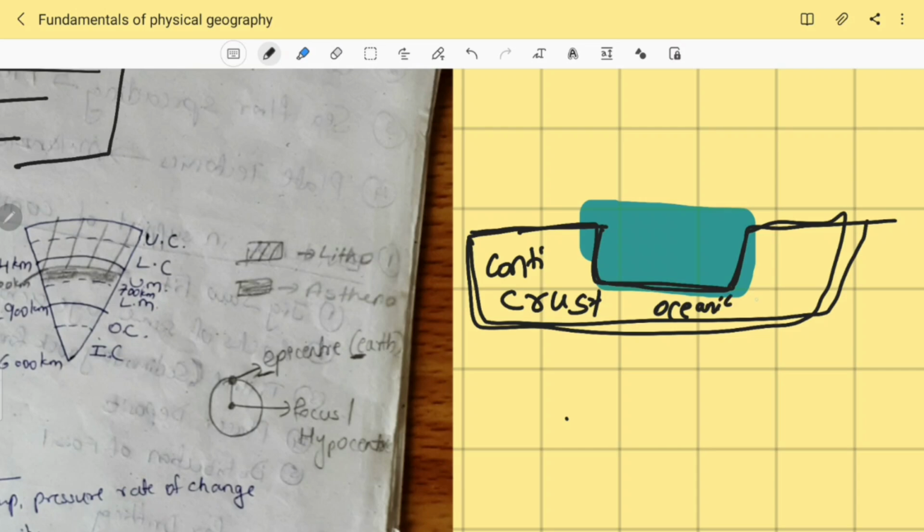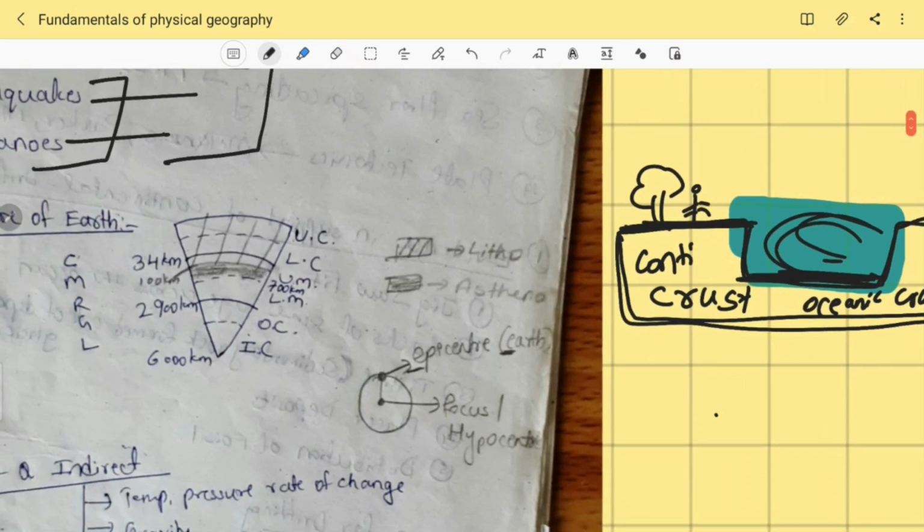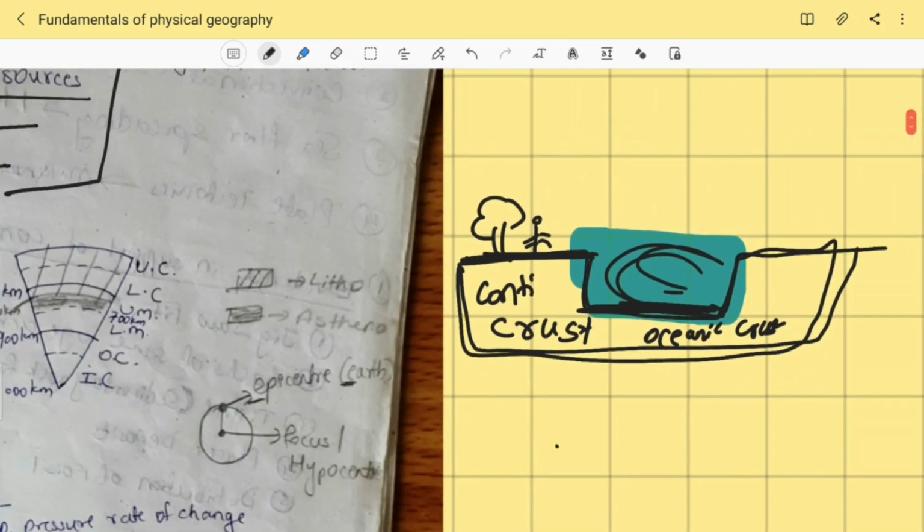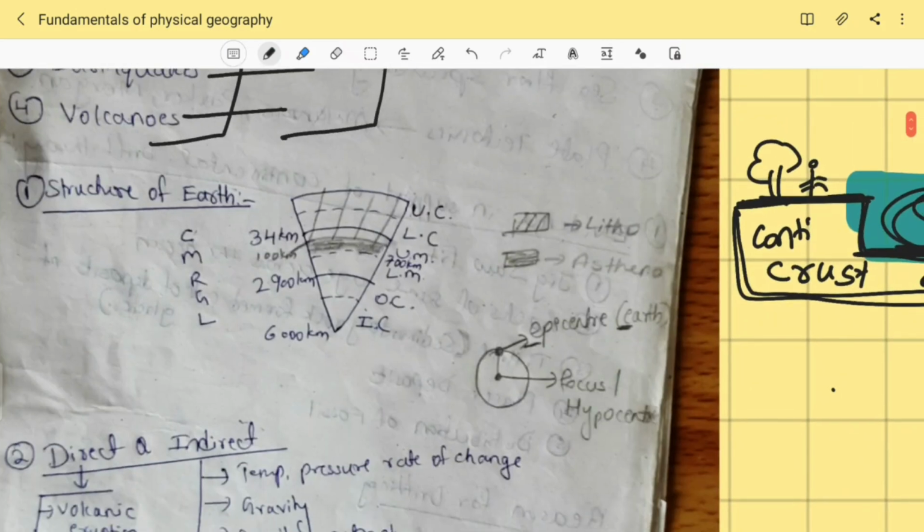Oceanic crust is a place on which water is present. This is the water, right? So here water is present, so this layer is known as oceanic crust. This is known as continental crust because continent is present on this place, right? This is the place where we live, so it's known as continental crust, okay. So now this is how a crust is, okay.